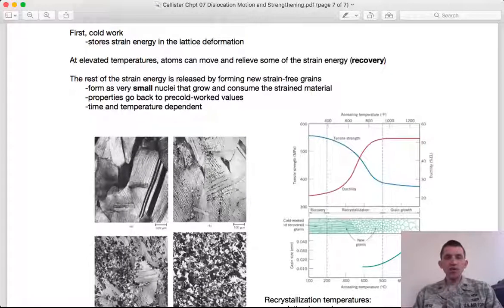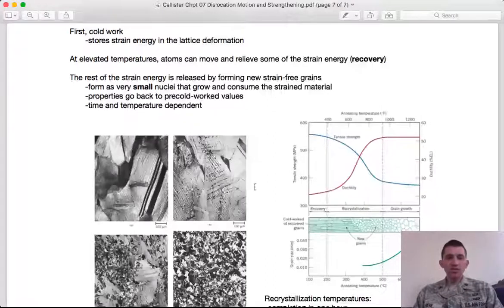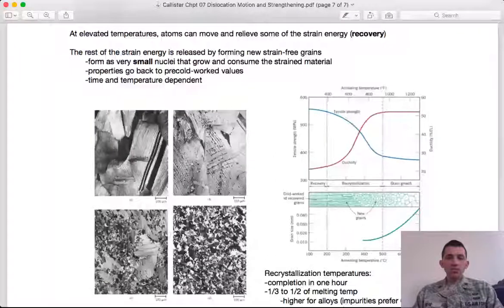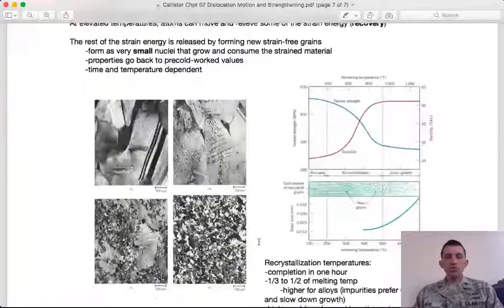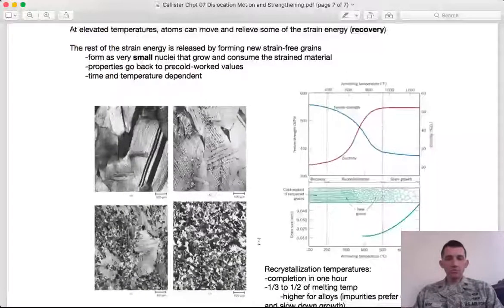And so I get nucleation of new grains all over the place within these existing cold worked grains. And they'll keep nucleating, keep growing until I've consumed all of the original material and I have many, many new grains, much, much smaller. And these are not cold worked, but they're smaller grains. So I get a bump in strength because I have small grains, but I don't have the cold work.